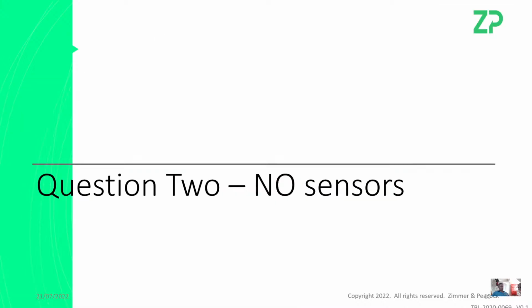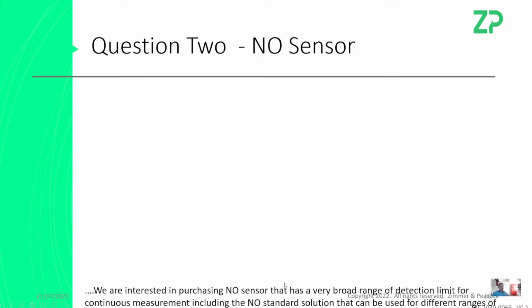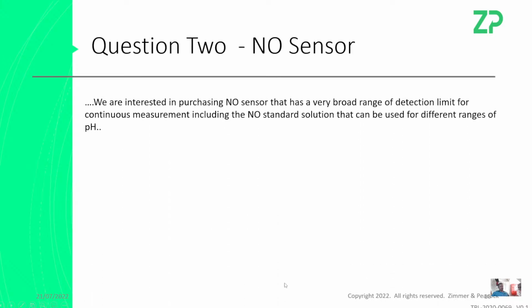I'm going to talk now about nitric oxide sensors, so NO sensors. So we got a question in. It says they're interested in purchasing, which is always nice. They want to know essentially the range. They say here the detection limit, but I'll talk about the range. They might want to use it in different pHs.